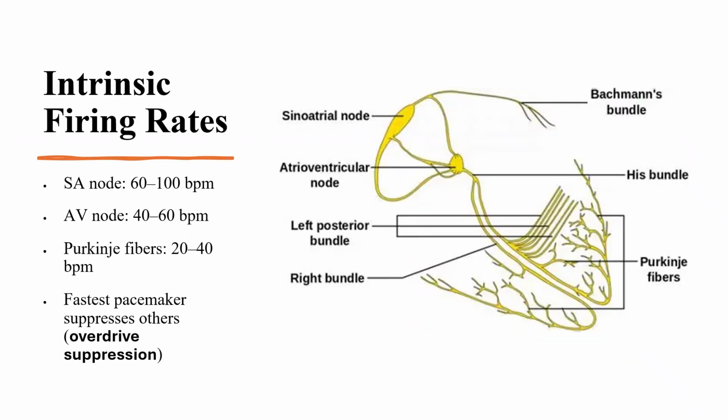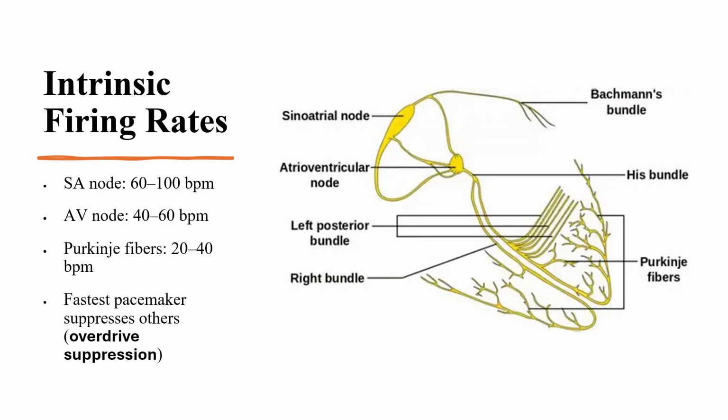There are three main pacemaker regions in the heart, each with its own intrinsic firing rate or natural rhythm. At the top is the sinoatrial node, firing at about 60 to 100 beats per minute. It's the dominant pacemaker, the one that normally sets the rhythm for the entire heart. Because it depolarizes the fastest, it fires before any other region has time to reach threshold.